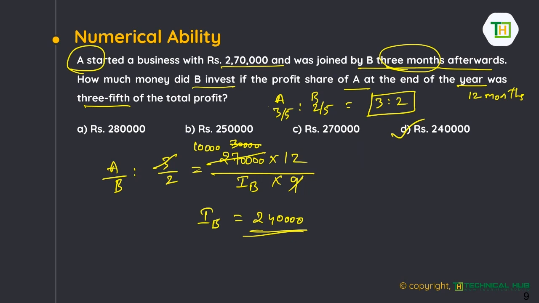Please take a screenshot of this problem. Here, the only thing is A's share is given as 3/5. Automatically, B's share will be 2/5. Therefore, their profit ratio becomes 3 by 2. Profit is equal to P1 by P2. Let us take P1 by P2 is equal to I1 T1 divided by I2 T2. That's it. Profit is equal to investment into time period.